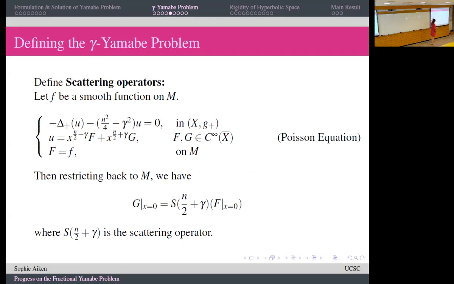Gamma is fixed. Yes, you can define the problem for multiple gammas, but in order to define this, you fix a single gamma.